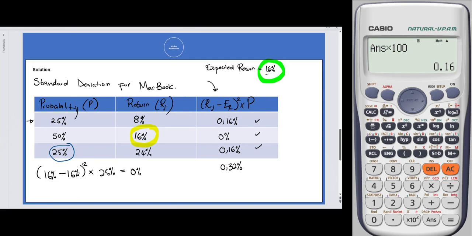The reason I said it's easy to see, but that you must do it on your calculator, is because 16% minus 16% will give us 0. So anything that you multiply with 0 will definitely give you 0. Is it clear, or should we do it on a calculator? Is it clear now? The 0% thing.